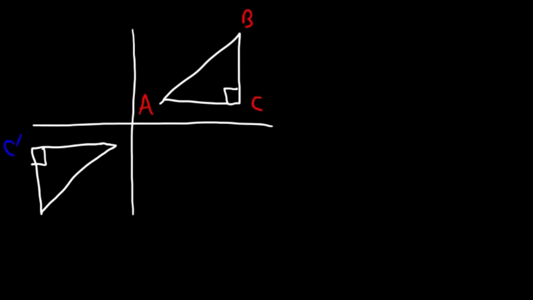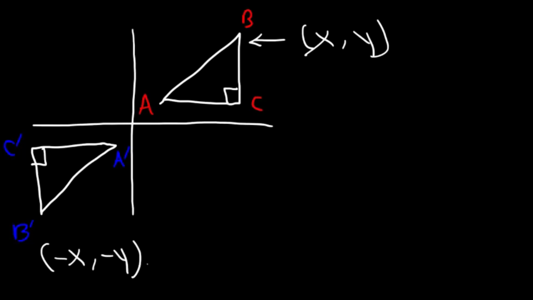So this is C, this is A, and this is point B. Now, if you need to rotate the graph by 180, all you need to do is change the coordinates. You need to multiply each coordinate by -1. So if you have the point x comma y, it's going to change to -x, -y, if you need to rotate it by 180 degrees.